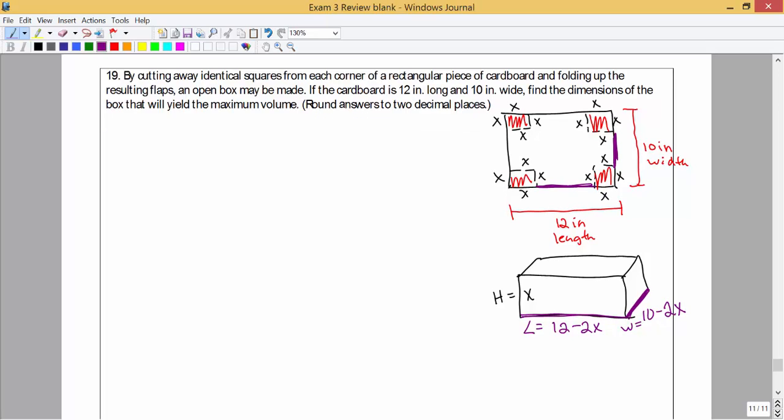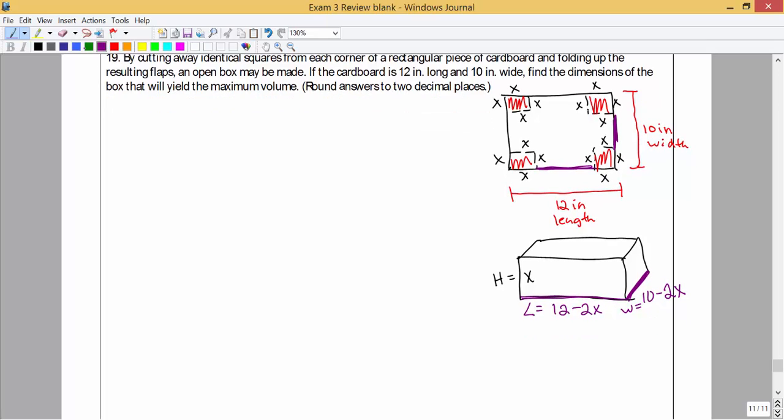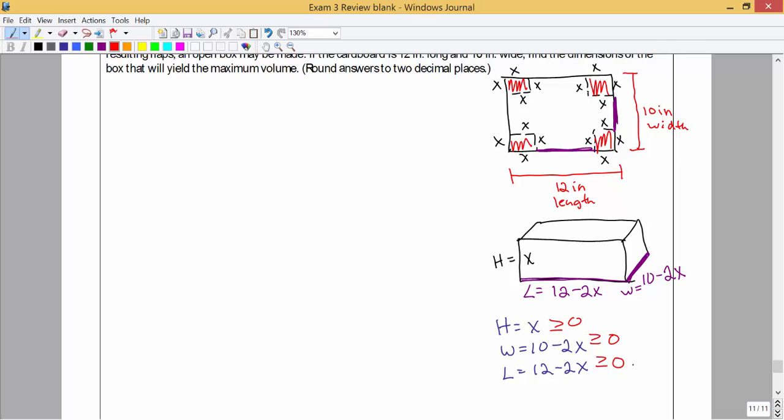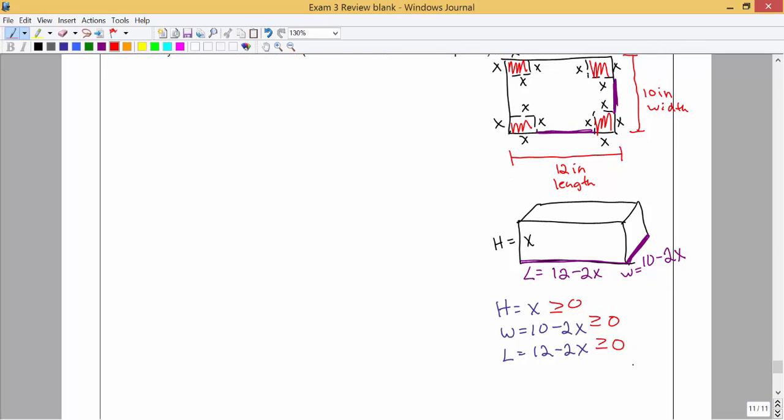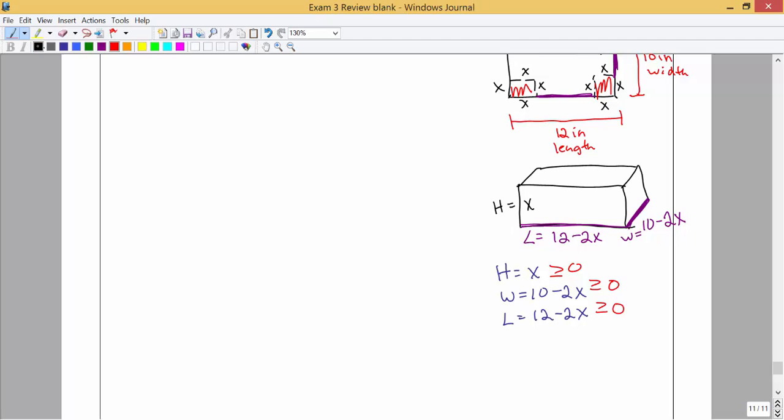Keep in mind that we talked about wanting to make sure that all of these are positive values. So the height, which is x, and the width, which is 10 minus 2x, and the length of the box, all of these distances have to be greater than or equal to 0. So we want to make sure that we are bounded by the x values that will cause that to happen. So let's spend a little bit of time coming up with that. The minimum value that x can be here, we see that x has to be at least 0. So we have that.